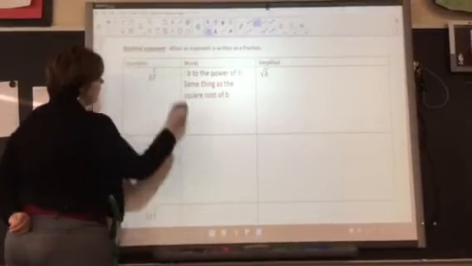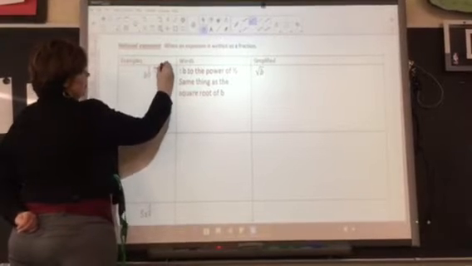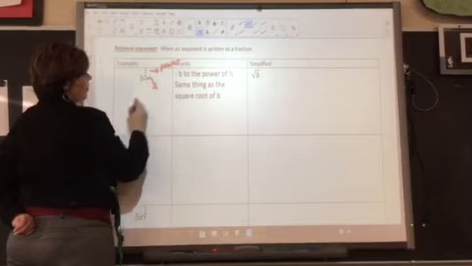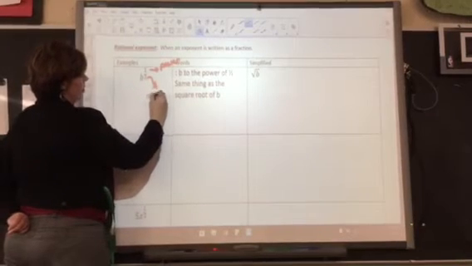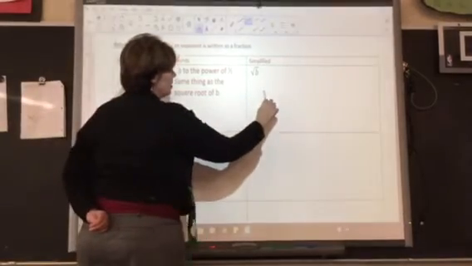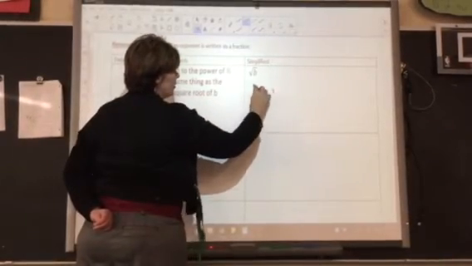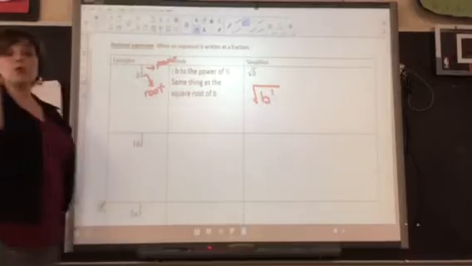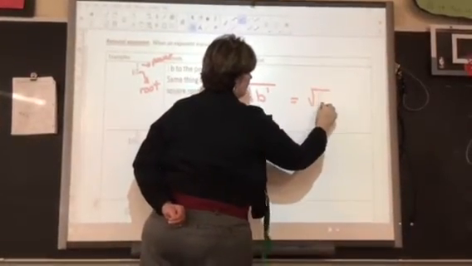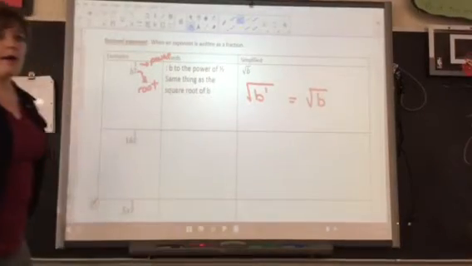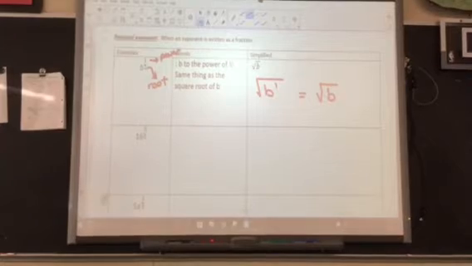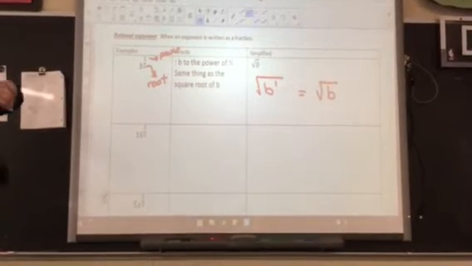The number up top represents the power. So the number in the numerator represents the power. The number in the denominator represents the root. So this is the exact same thing as saying b to the first power to the second root, or the square root, which is the same thing as saying the square root of b. Okay? Top number, the numerator represents the power, denominator represents the root.